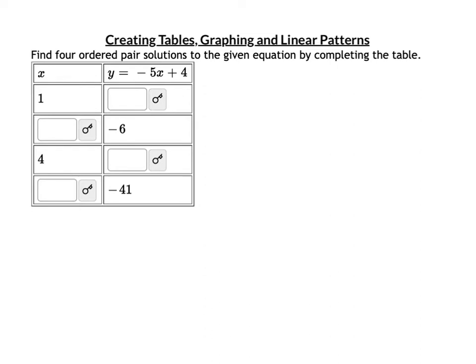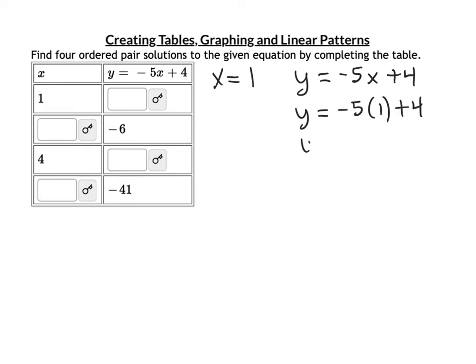Here's a problem where what we have is sometimes x and other times y, and we need to find the missing value. So for the first one, we can see that x is 1, and our equation is y equal negative 5x plus 4. So we don't know y, it's y equal negative 5 times 1 plus 4. Well, negative 5 times 1 is negative 5, plus 4 is negative 1.